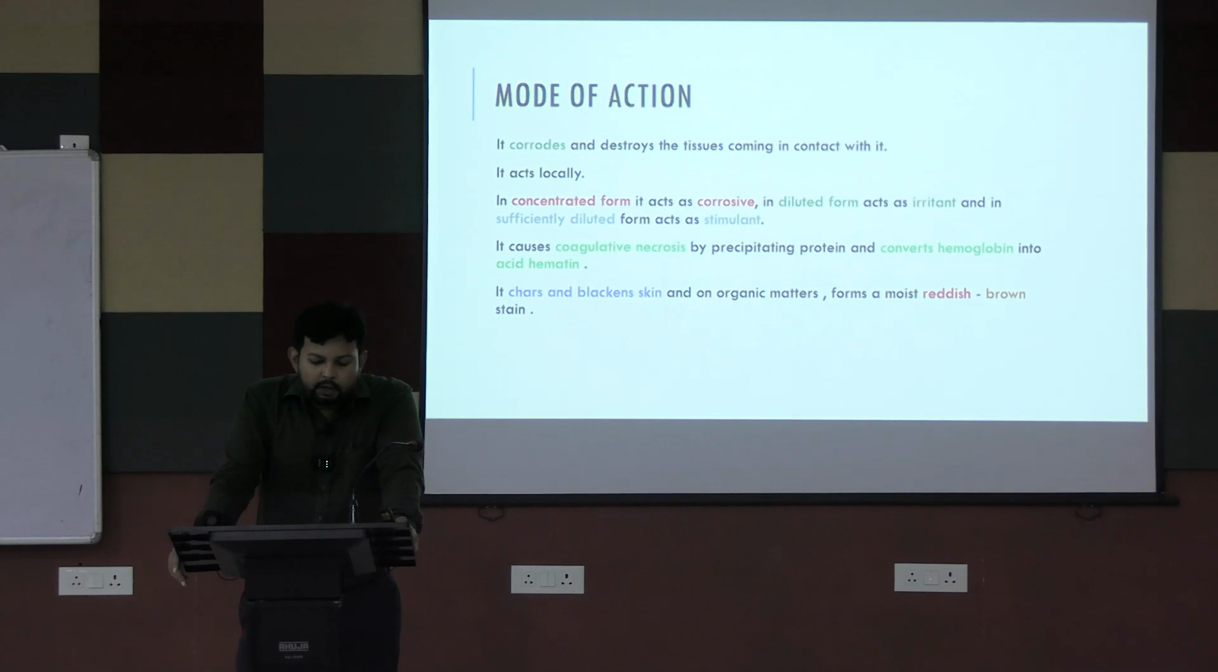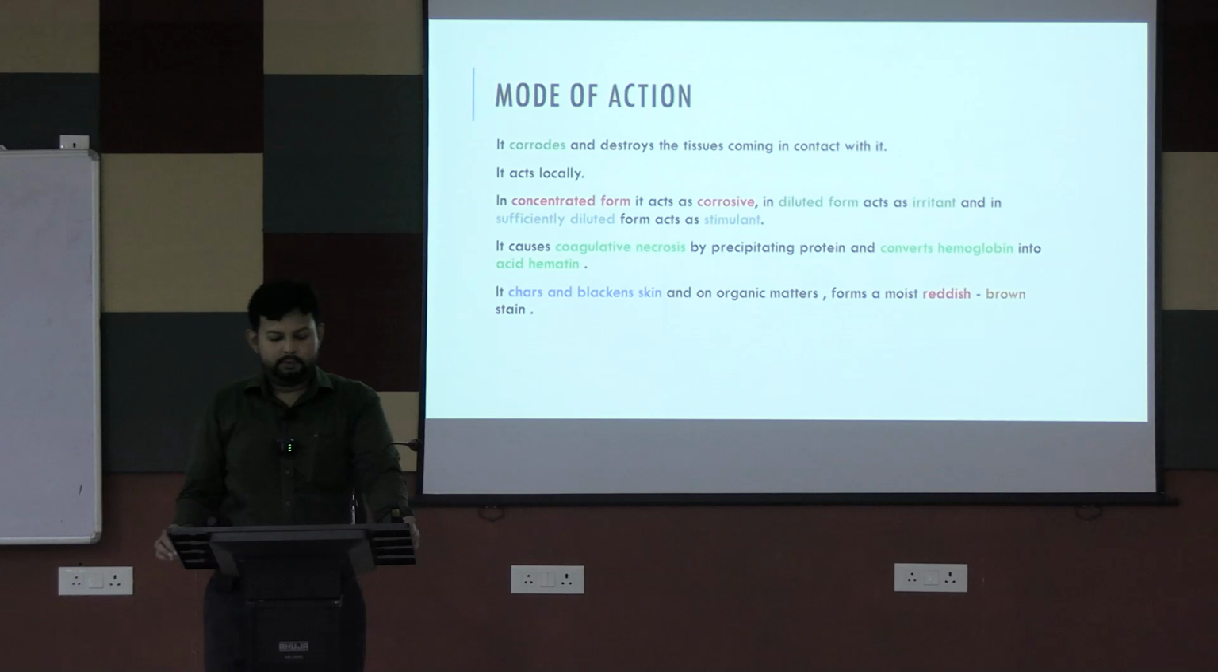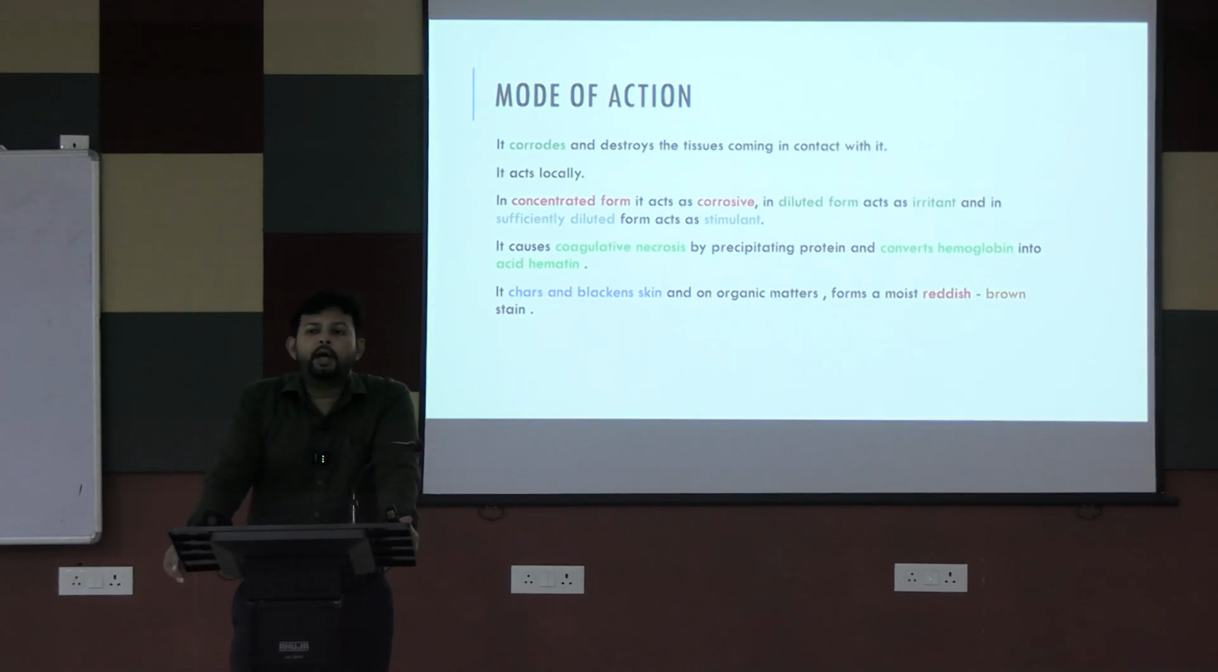So in concentrated form it acts as a corrosive, in diluted form it acts as an irritant, and if it is more diluted it will act as a stimulant. What it causes is coagulative necrosis, whereas alkalis will cause liquefactive necrosis. So that's a question, coagulative necrosis কোথায় হয়, liquefactive necrosis কোথায় হয়. And it chars and blackens skin, and it forms a moist reddish brown stain. It converts hemoglobin into acid hematin. এই ফিচারস গুলো বলতে হতে পারে.